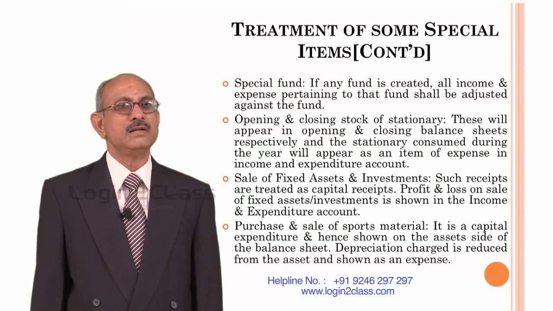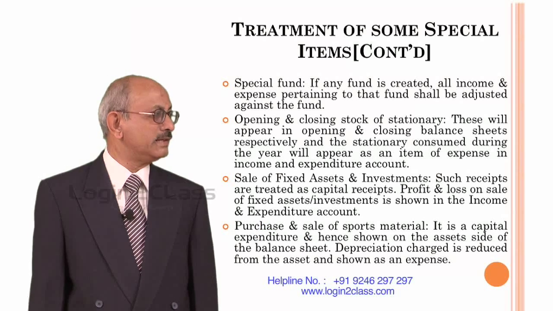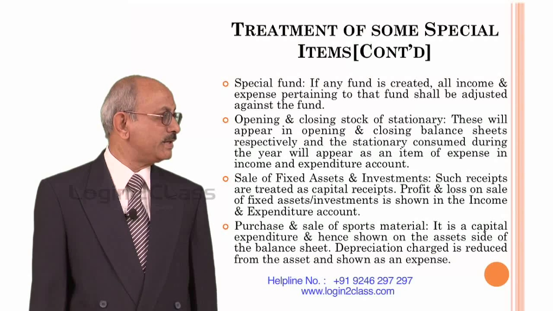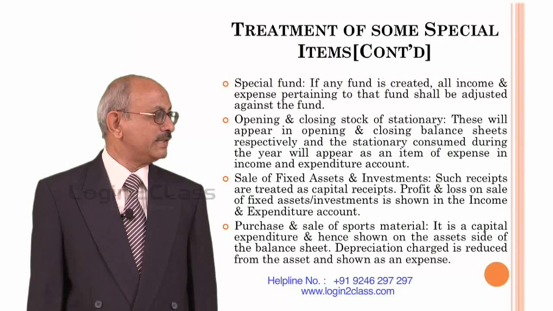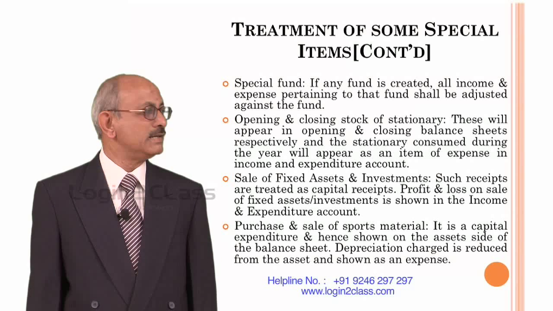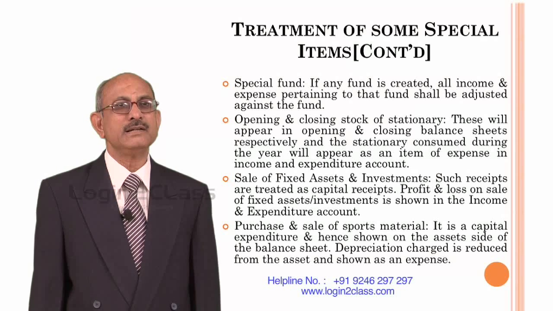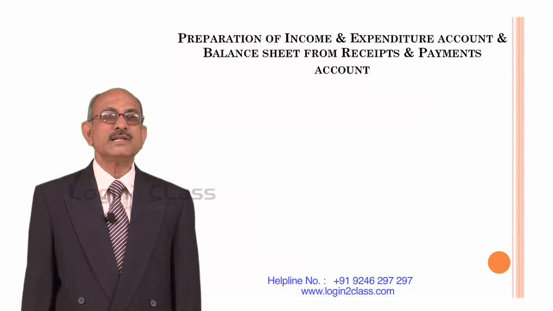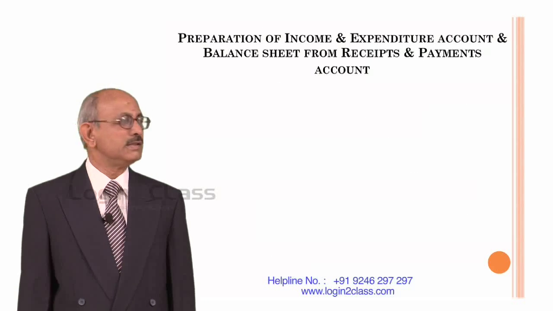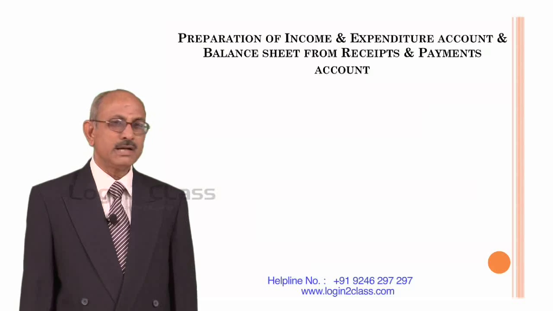Similarly, in the case of purchase and sale of sports material, it is treated as a capital expenditure and then shown on the asset side of the balance sheet. Depreciation charge is reduced from the asset and shown as an expense, like we do in the case of a trading organization.